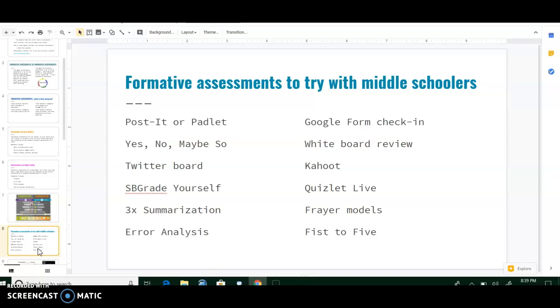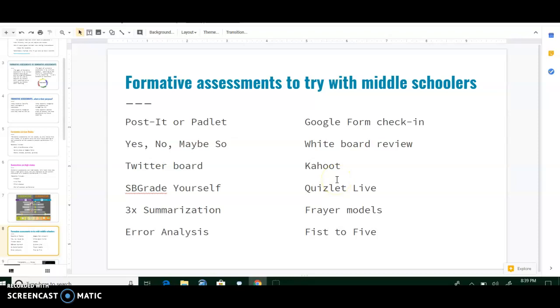In math, it's important to use error analysis, so that would be another formative assessment. Google Forms, you could do a whiteboard review. This is one that kids really love before a test or a quiz. Kahoots, Quizlet Lives, those are also favorite things my students love.